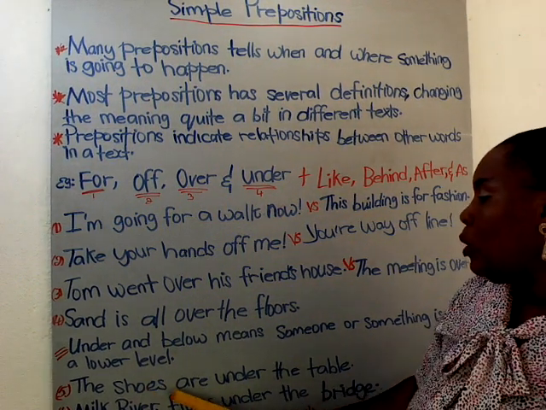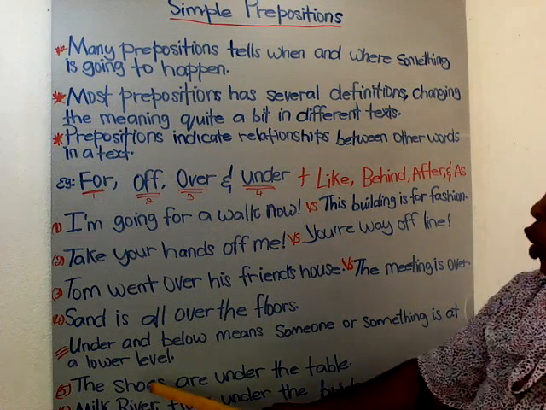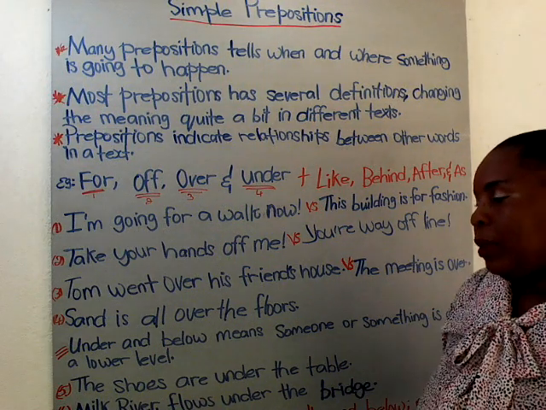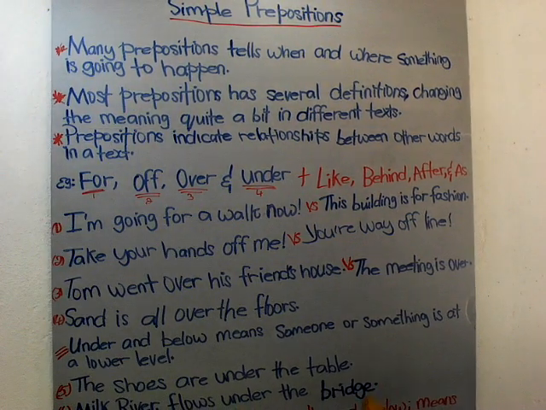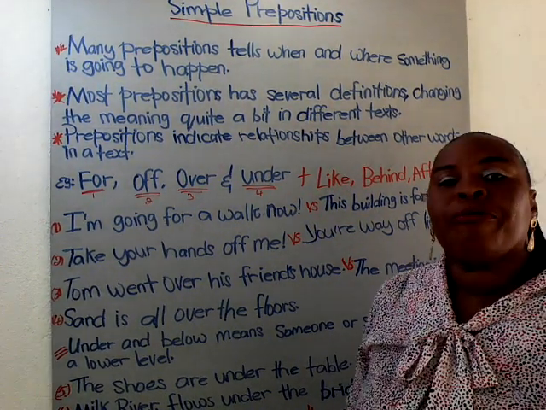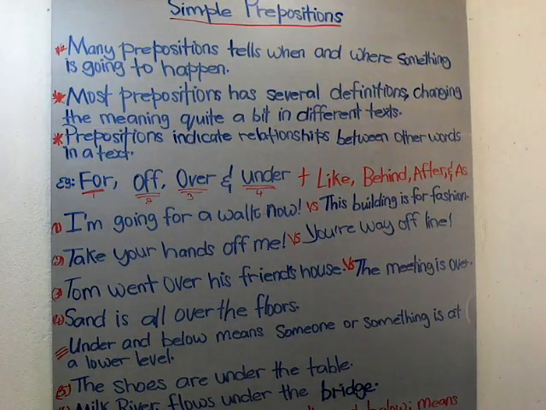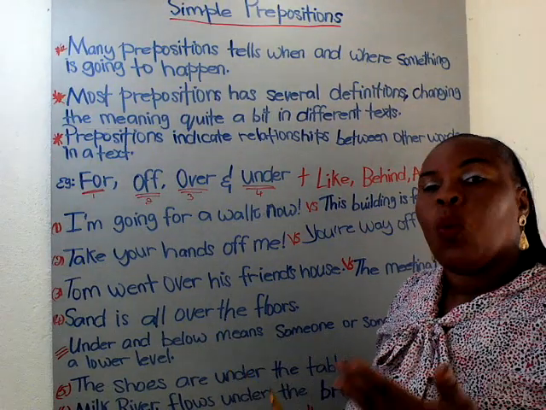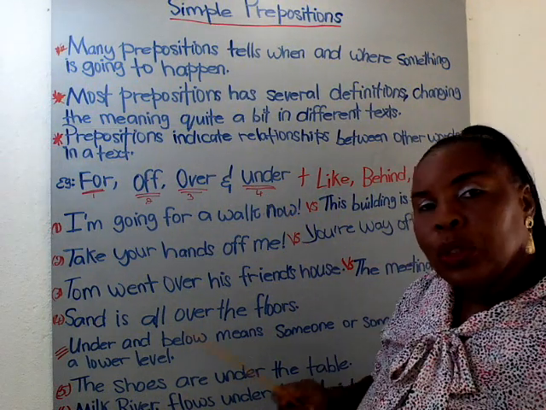The shoes are under the table. Milk River flows under the bridge. All right? So you see how you use that one word under in two different ways.